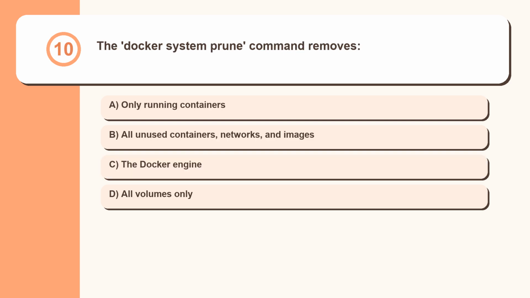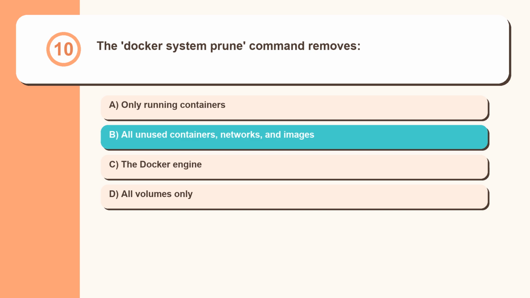Question 10. The docker system prune command removes only running containers, all unused containers, networks, and images, the Docker engine, or all volumes only? Prune cleans up unused data.